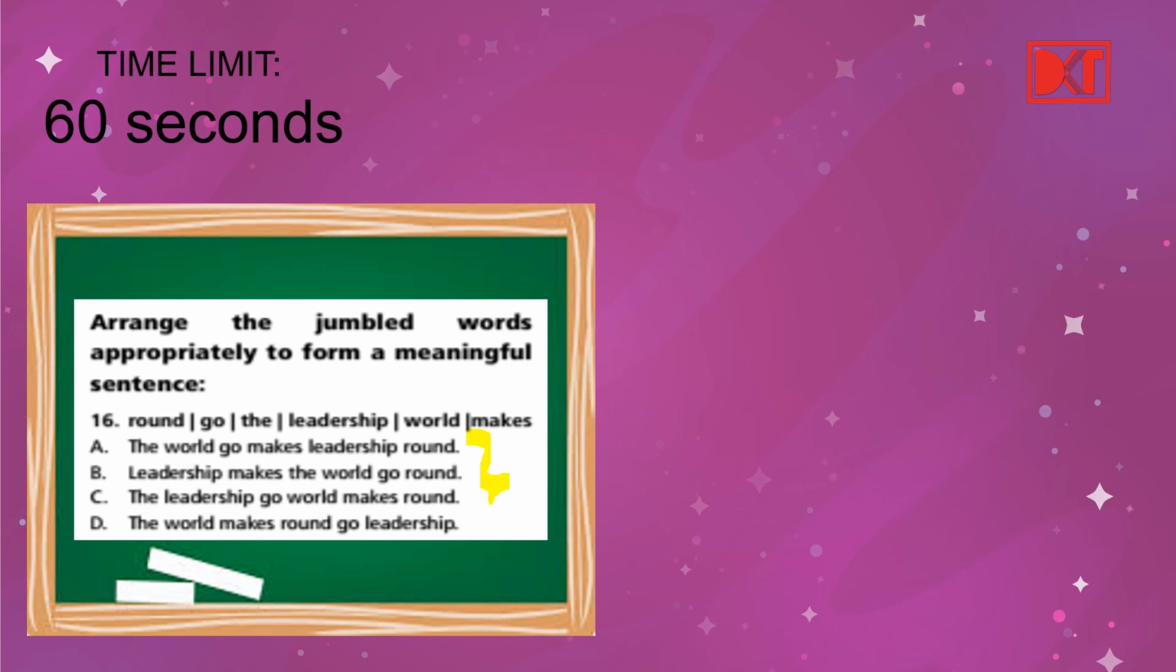The world go makes leadership round. Incorrect. B. Leadership makes the world go round. This makes sense. C. The leadership go world makes round. Again incorrect. Or D. The world makes round go leadership. So here the correct one is leadership makes the world go round. Okay.